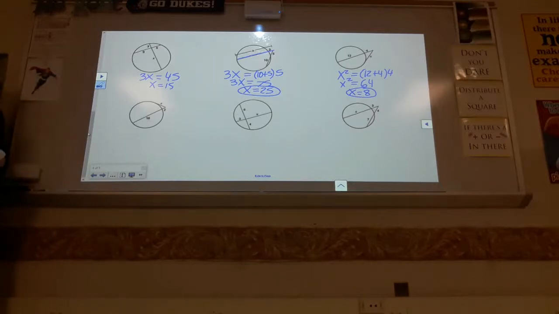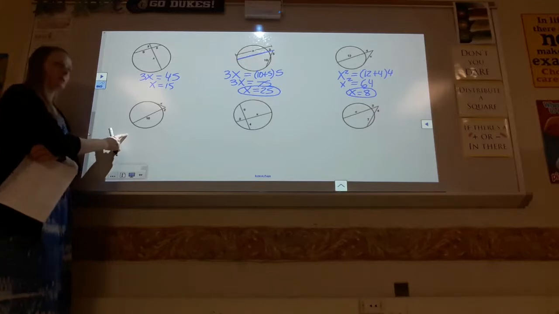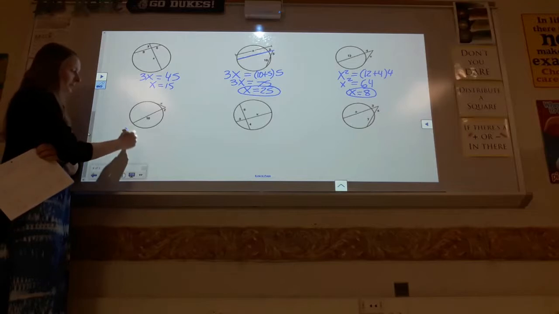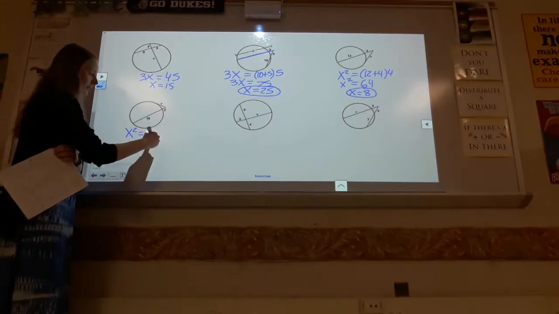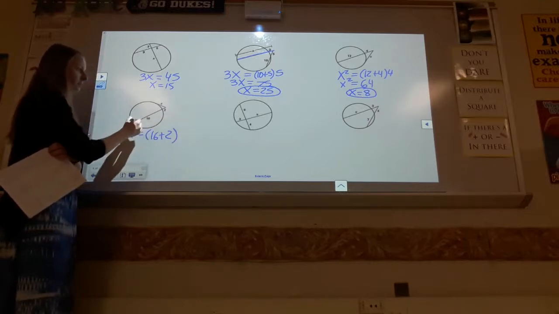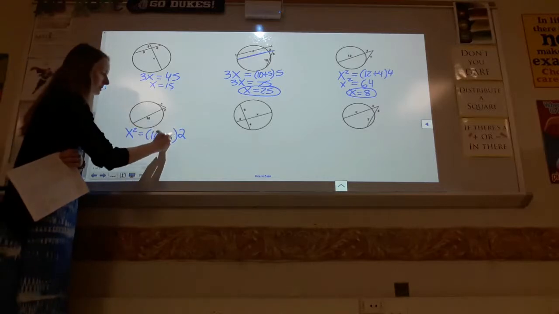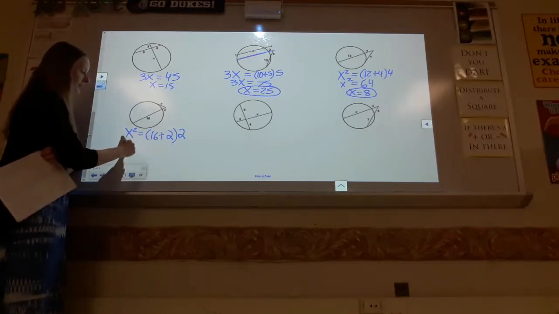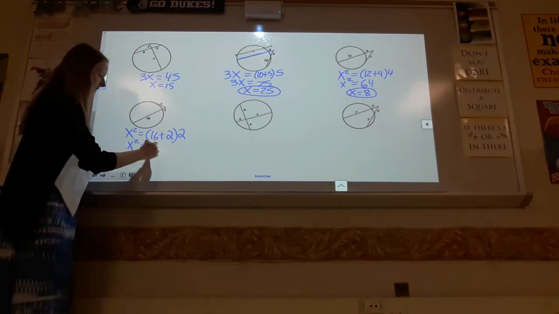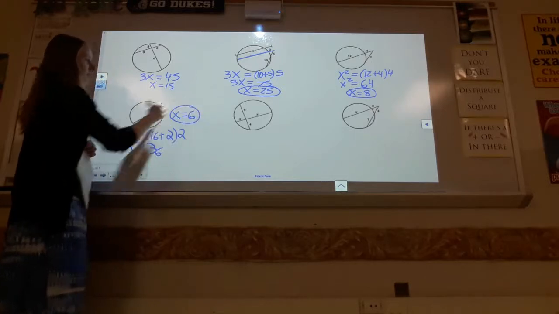Okay. What about this one? This is still theorem 5. Yep. How would I write the formula? X squared equals 16 plus 2. Okay, so the tangent is the x, so I would square that. Then for the secant, I would get the full length, which is adding those together, and then multiply that times the outside, which is just the 2. So x squared is equal to 18 times 2, 36. So what's the square root? 6.